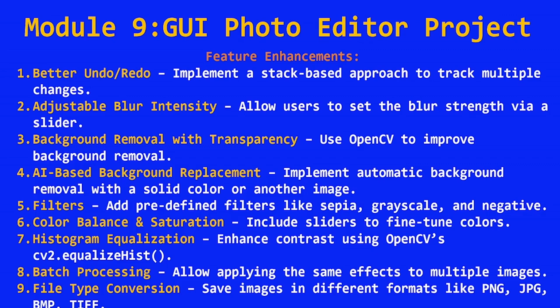Number seven, we're going to include histogram equalization, which will enhance contrast using OpenCV's cv2.equalizeHist function. Number eight is batch processing, which will allow applying the same effect to multiple images. And finally, number nine, it will have file type conversion functionality that will enable saving images in different formats like PNG, JPEG, BMP, TIFF, among other image formats.